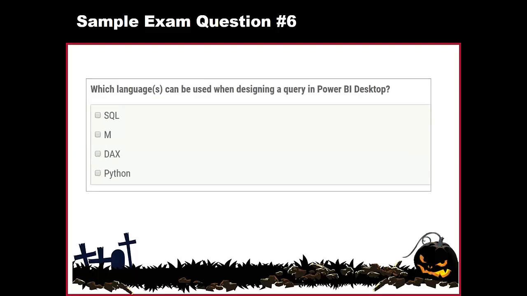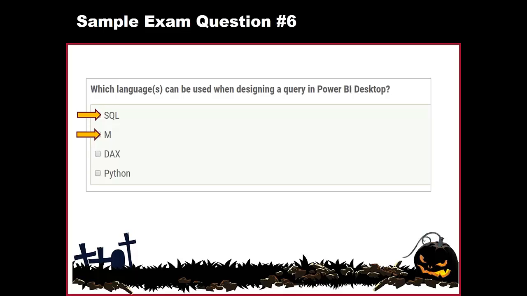Okay, let's get a little bit tricky. What languages can be used when designing a query in Power BI Desktop? Well, the obvious answer is M. So every single query that you ever write in Power BI Desktop has to have some M code behind it, whether you've written it or you let the tool generate it for you. However, when you write a query, you can also put a raw SQL statement as your input source. So in fact, the SQL will get embedded inside of the M code. So both of those languages are supported.